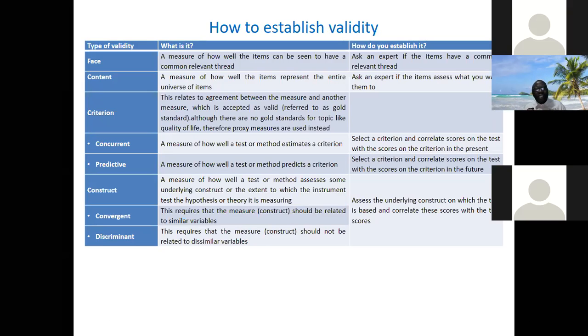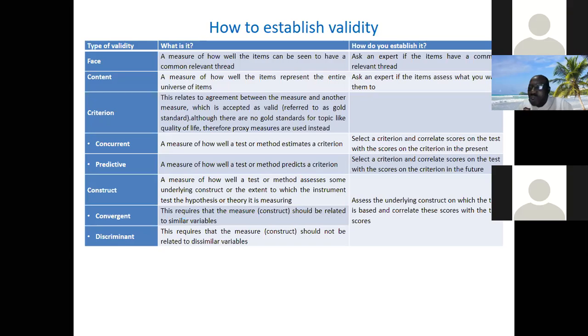So we have convergent and discriminant construct. Convergent construct and discriminant construct. So the convergent construct requires that the measured construct, which is the underlying variable, should be related to similar variables. Unless I give an example, you may not understand. Why should the other one not be related to similar variables? Let me explain the discriminant first, maybe because it is easier for you to understand than the convergent.